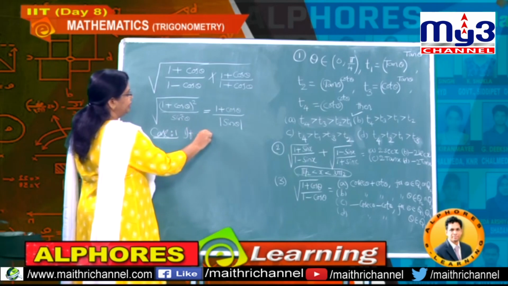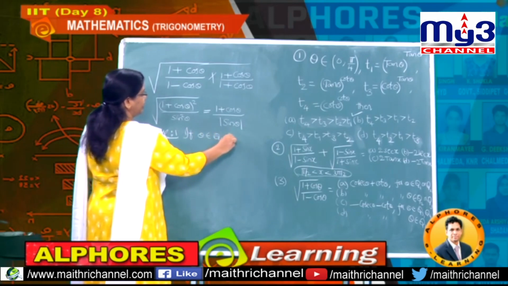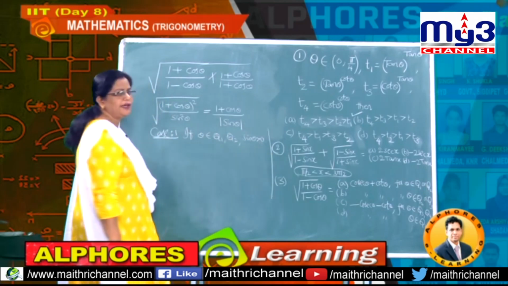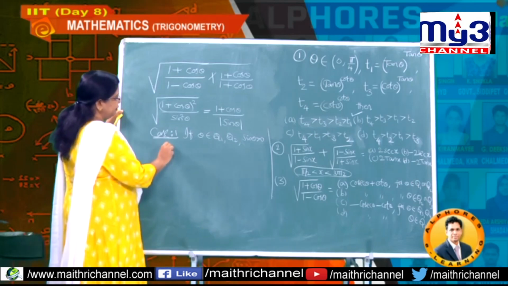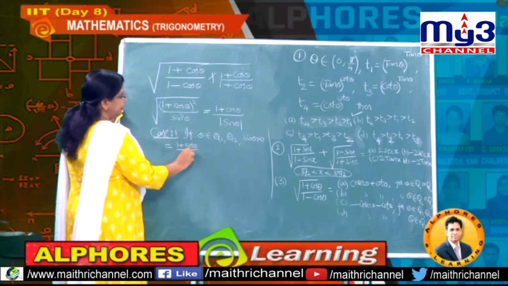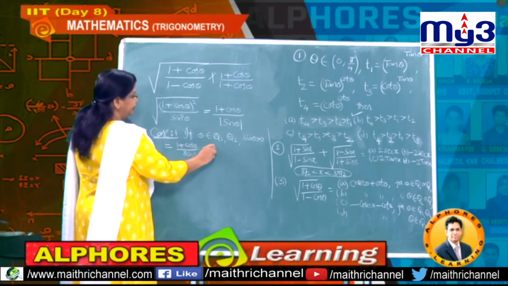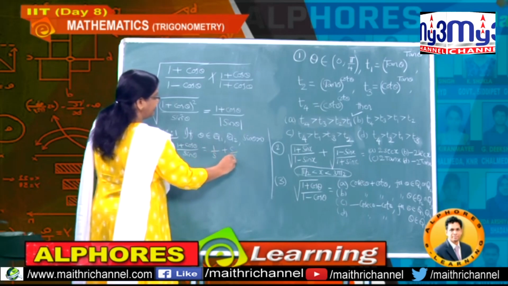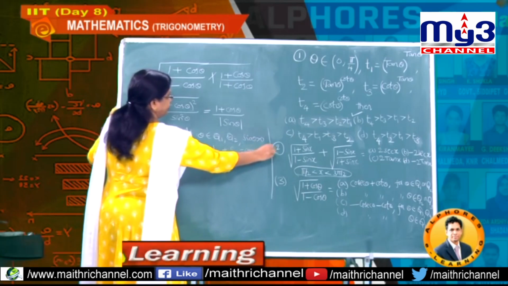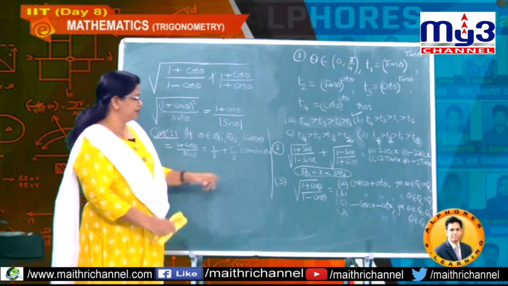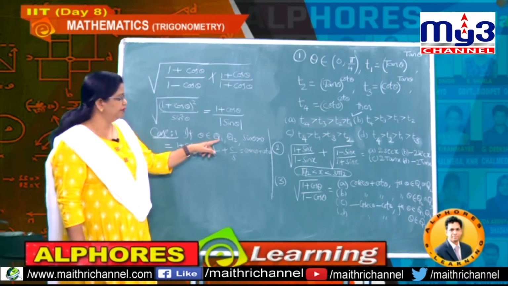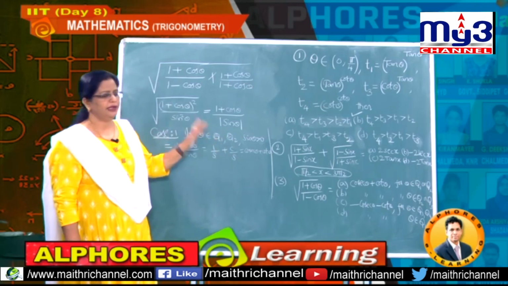If theta belongs to the first quadrant or second quadrant, here the sin theta value is positive. So once sin theta is positive, the value is 1 plus cos theta divided by sin theta, and if I split it, 1 by sin plus cos by sin, therefore you got cosecant theta plus cot theta. So students, I think you observed cosecant plus cot theta you got, for theta in Q1, the first quadrant and second quadrant.